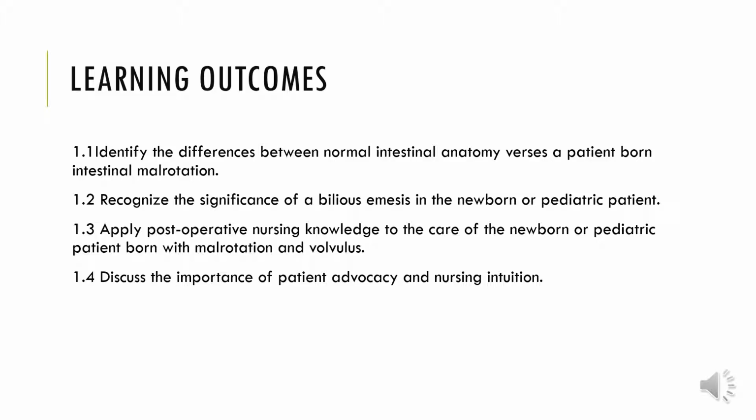Let's first review our learning outcomes for today. Number 1, identify the differences between normal intestinal anatomy versus a patient born with intestinal malrotation. Number 2, recognize the significance of a bilious emesis in a newborn or pediatric patient. Number 3, apply post-operative nursing knowledge to the care of a newborn or a pediatric patient born with malrotation and volvulus. And number 4, discuss the importance of patient advocacy and nursing intuition.